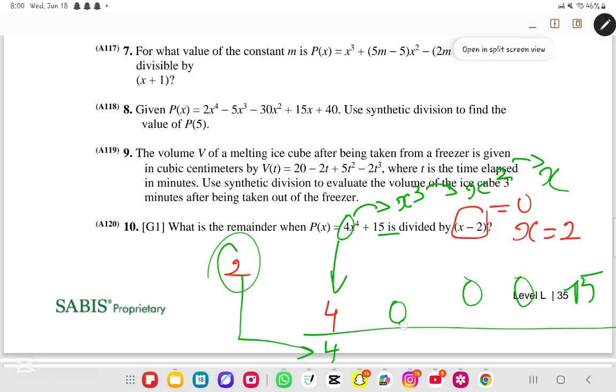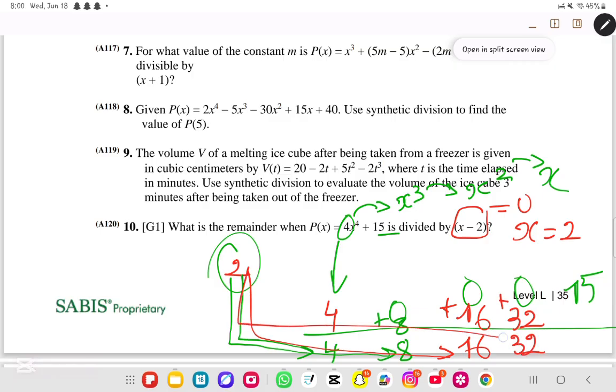So 2 times 4 is what? It is 8. 8 plus 0 is what? It is 8. Now, 2 times 8 is what? 2 times 8 is 16. You will put it over here. So 0 plus 16 is 16. Now 2 times 16 is what? 2 times 16 is 32, okay? And then 0 plus 32 is 32. Now finally, it will be 2 times 32, which is 64. So then 15 plus 64 will give us an answer of what? Will give us an answer of 79.